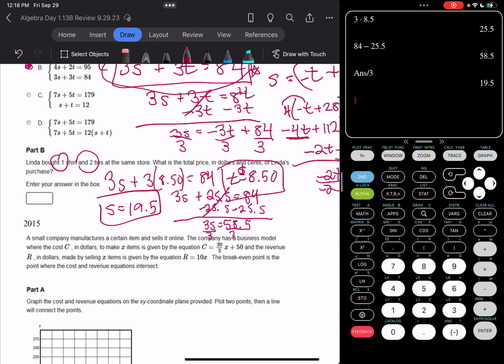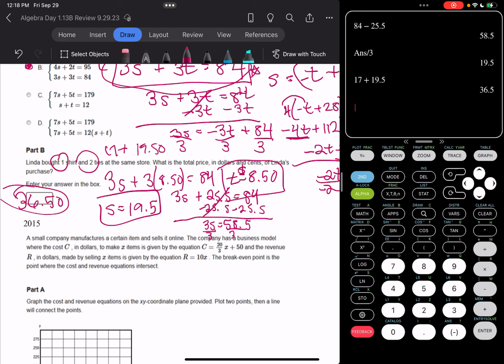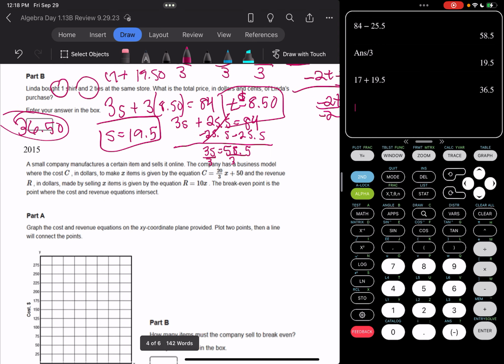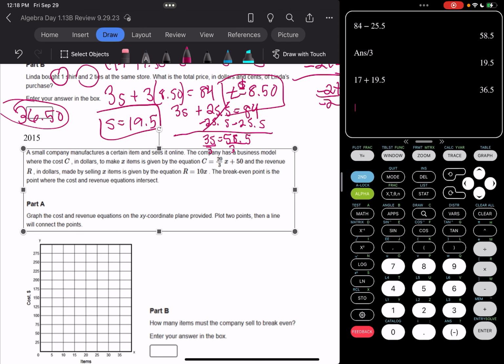So now if Linda bought 2 ties, that's 2 times $8.50, so that's going to be $17, plus 1 shirt, $19.50, will give us our answer of, let's see, it should be $36.50. And so she spent $36.50. So that's one way for you to figure that answer out.